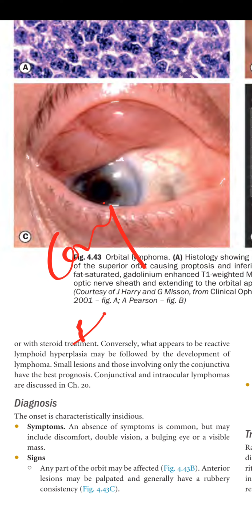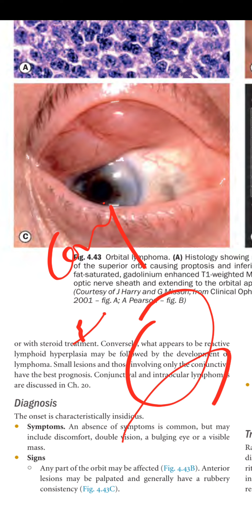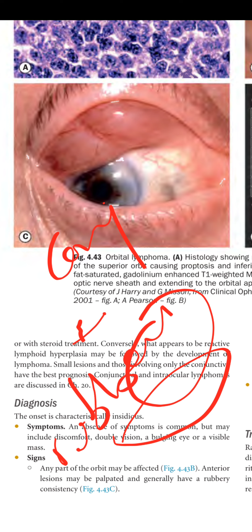On presentation and diagnosis, the onset is characteristically insidious. Symptoms may be absent, but may include discomfort, double vision, or a bulging eye or visible mass. So basically, there will be bulging of a mass, and you will see a rubbery consistency mass bulging from the eye, which strongly suggests lymphoma.